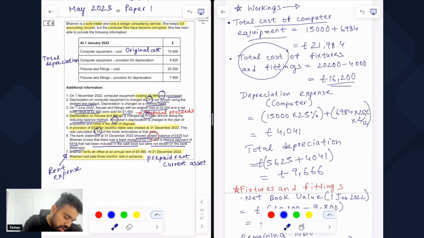Varman is a sole trader and runs a design consultancy service. She keeps full accounting records, but the computer files have become corrupted. She has been able to provide the following information.